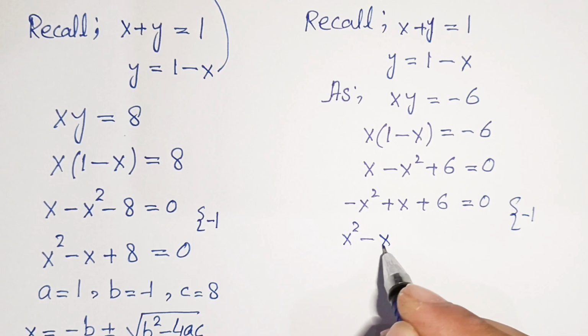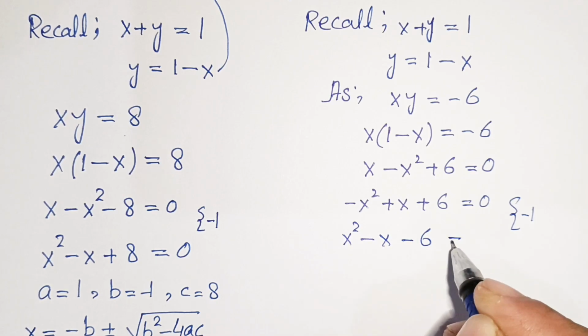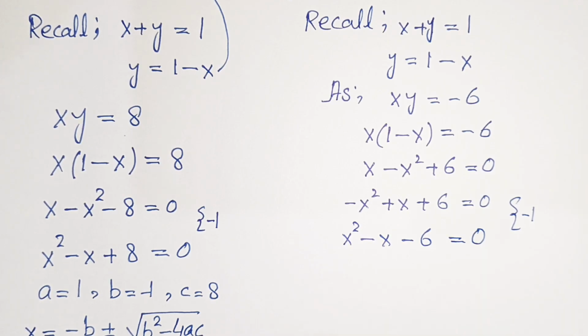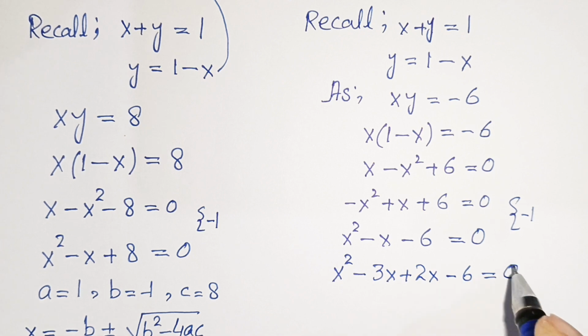It will be negative x, and negative 6 is equal to 0. Now we have a quadratic equation, which is x squared minus x minus 6. So we have to solve this using the factorization method because it is factorable. Now here we have two factors of minus x, which is minus 3 times x plus 2 times x, minus 6 is equal to 0.